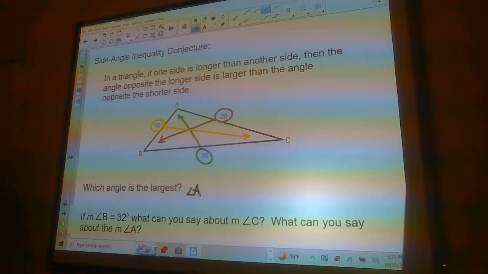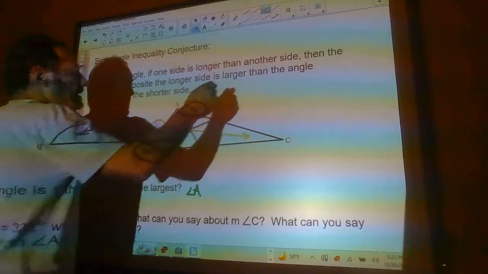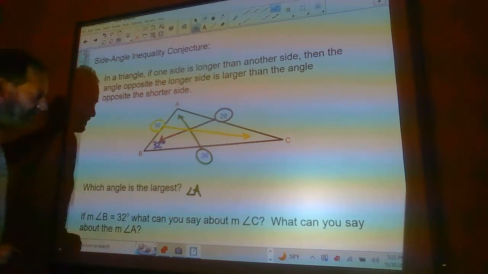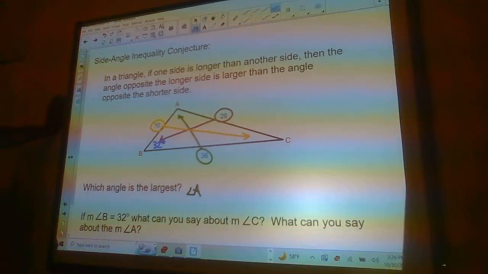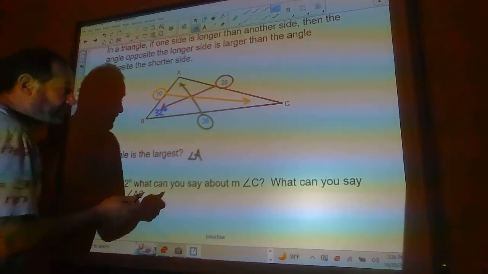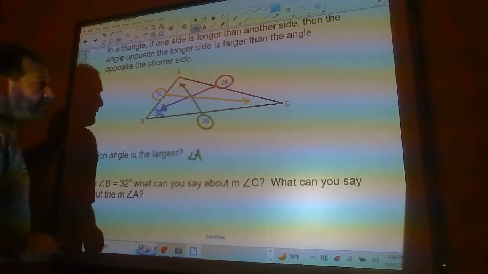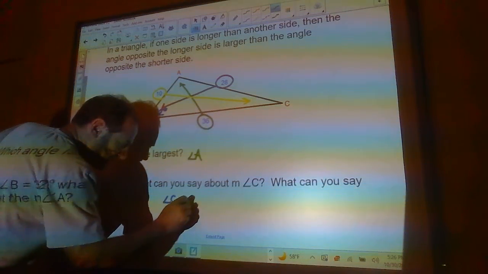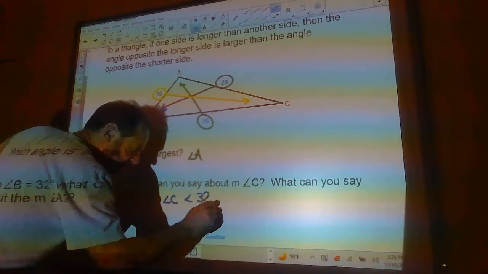Now it says if the measure of angle B is 32 degrees, so we're going to write that in here. This is 32 degrees. What can you say about angle C? Well, I don't know what it is because I don't know another angle, but I can say this, angle C must be less than 32 degrees.